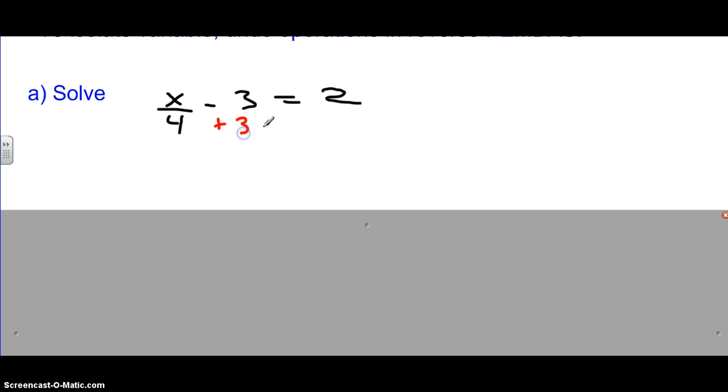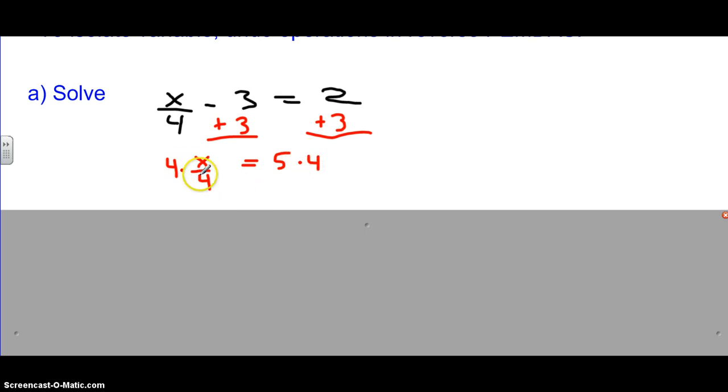add 3, and we must do that to both sides to maintain equality, right? So when we simplify now, we end up with negative 3 and positive 3, 0, right? So we have x divided by 4 equals 2 plus 3, and 2 plus 3 is 5. All right, and now to undo this operation is division, right? So the inverse of dividing by 4 is multiplying by 4. Very good. So we'll multiply both sides by 4.